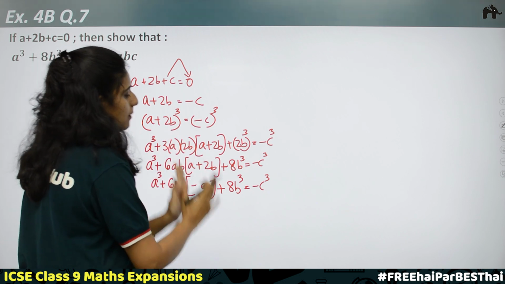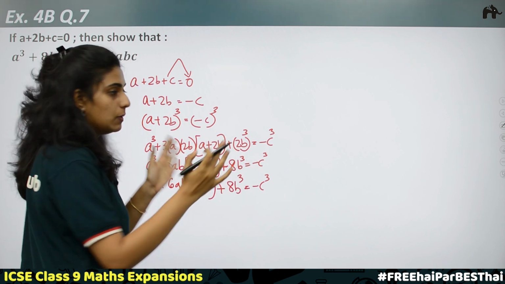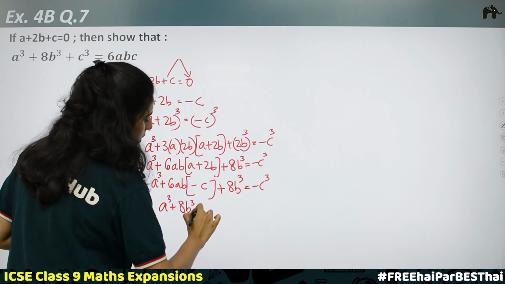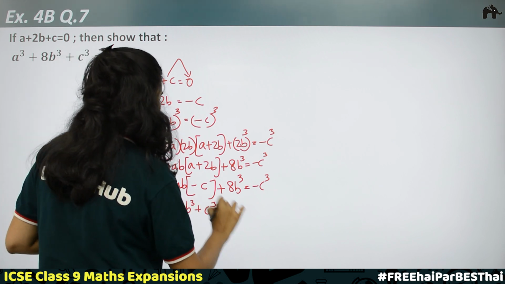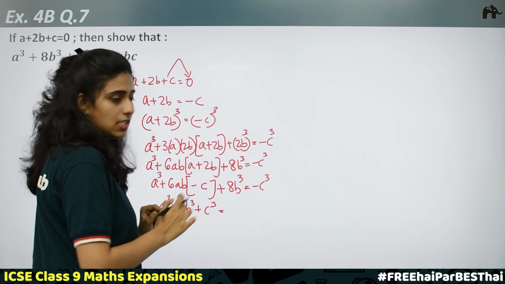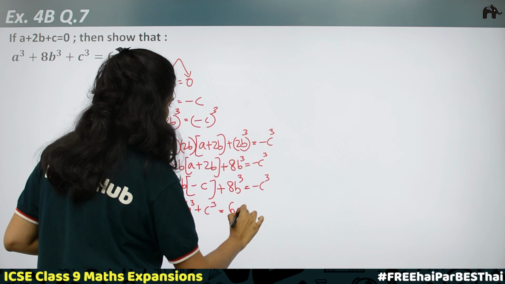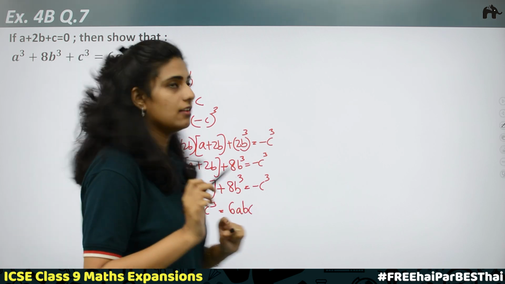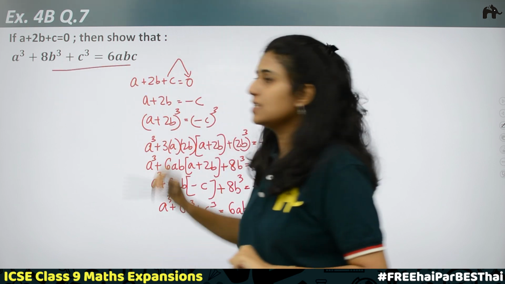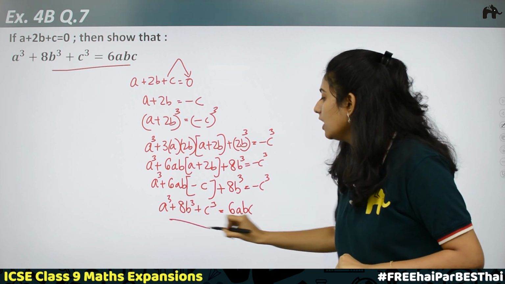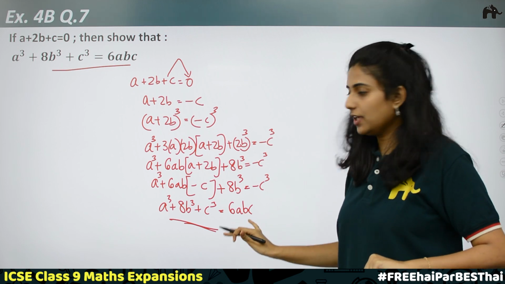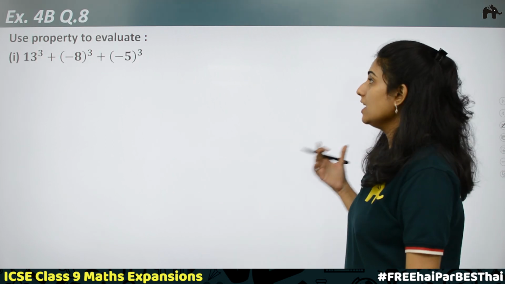Now, a cube containing, b cube containing and c cube containing terms will be taken together. So, a³ + 8b³ − c³ becomes plus c³ is equal to 6ab into minus c. This is minus 6abc. Taken to the opposite side becomes plus 6abc. So, here we have to show a³ + 8b³ + c³ is equal to 6abc. We got a³ + 8b³ + c³ is equal to 6abc. Okay, this is proved.